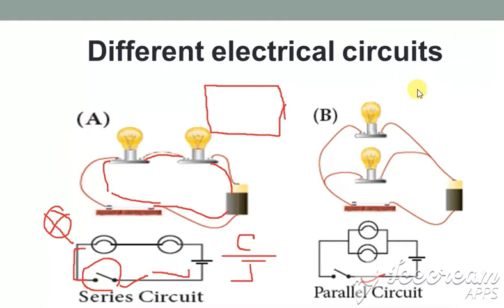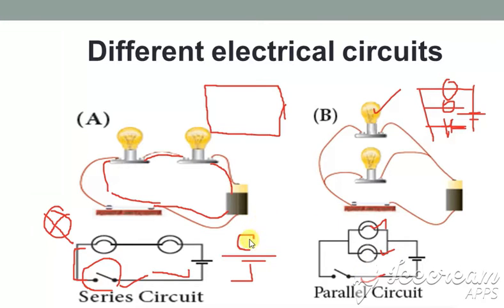Next, in the parallel circuit, the components are connected next to next, like this. One light, then one light, then next is the battery or the cell. Here is the key and here we have the battery like this. So it has been connected in this way.